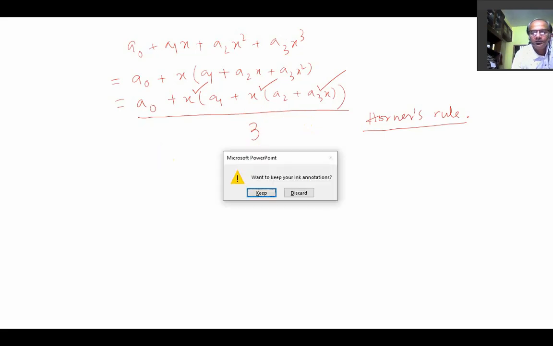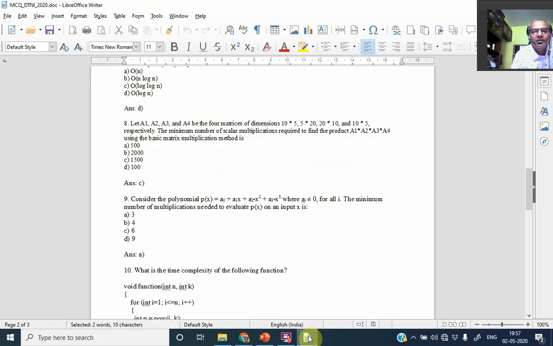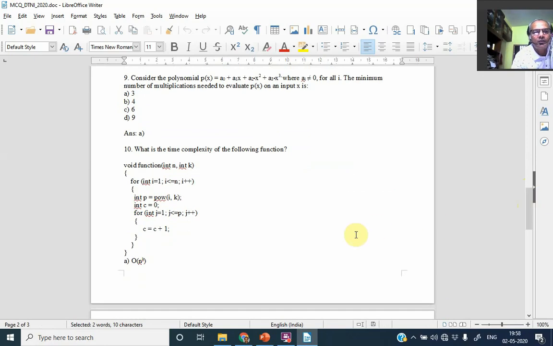Okay, the last question is a very interesting problem. What is the time complexity of the following function? Probably you can do this. What is this one? This is a nice problem.